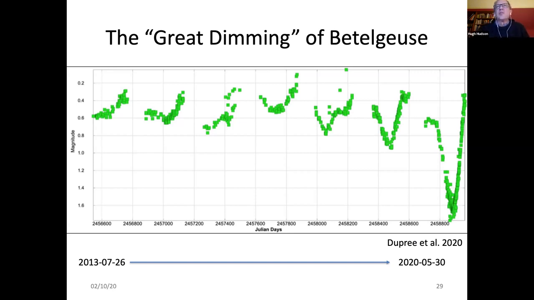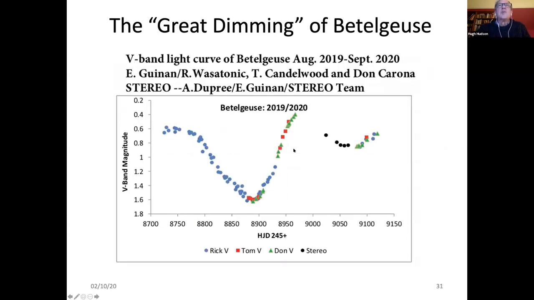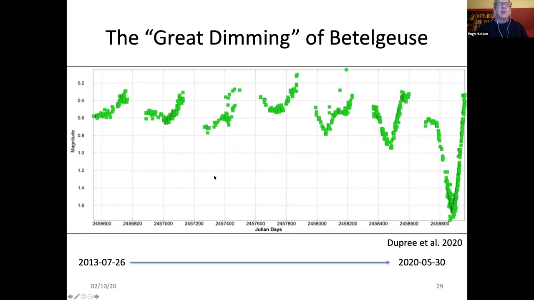And Betelgeuse has been a lot in the news because of this. This is a time series put together from data obtained by the AAVSO, the amateur astronomer organization, over a period of many years, right? This is about 7 years. And you can see that Betelgeuse has these, well, first of all, what is Betelgeuse?